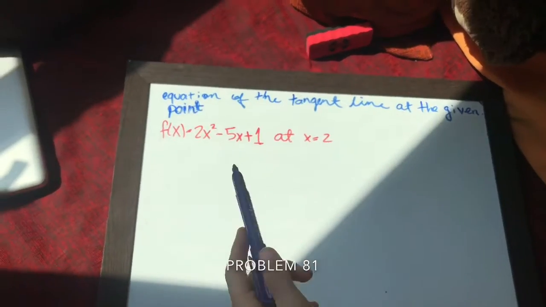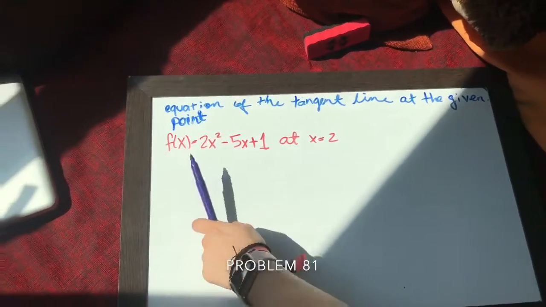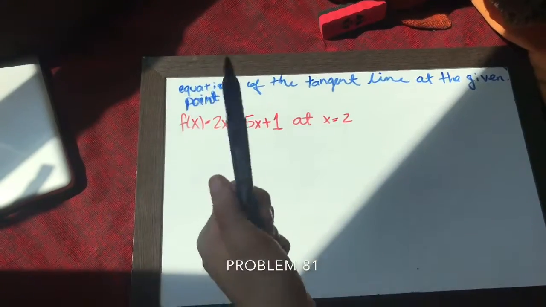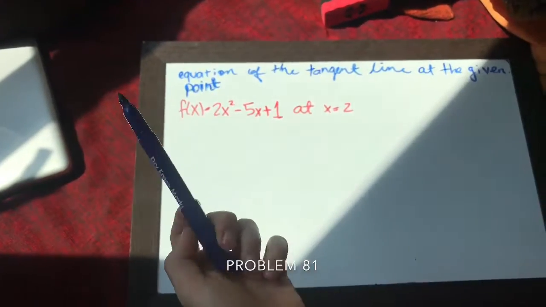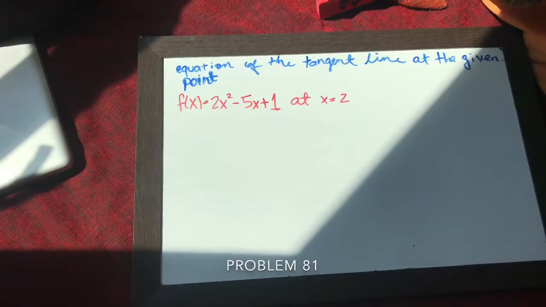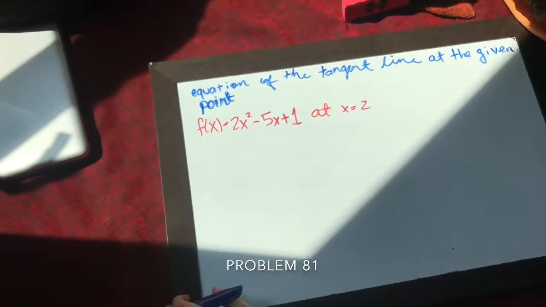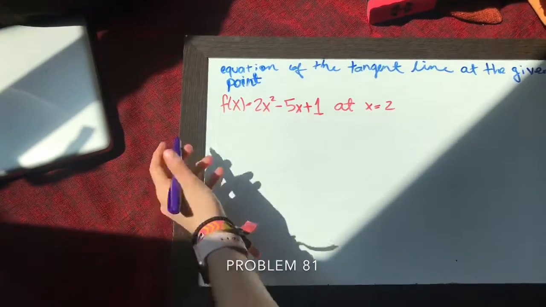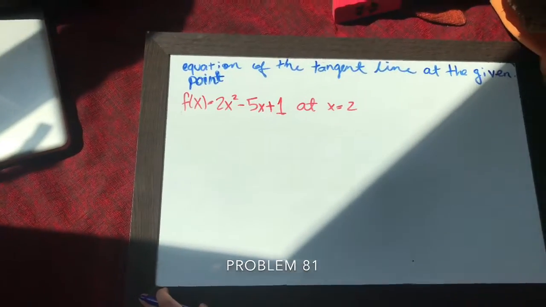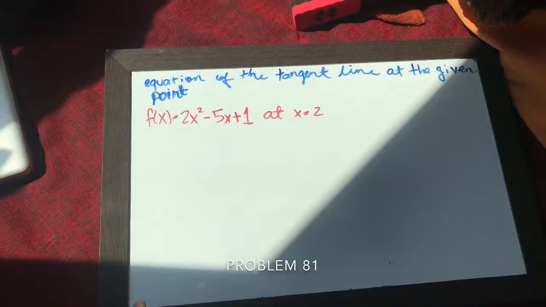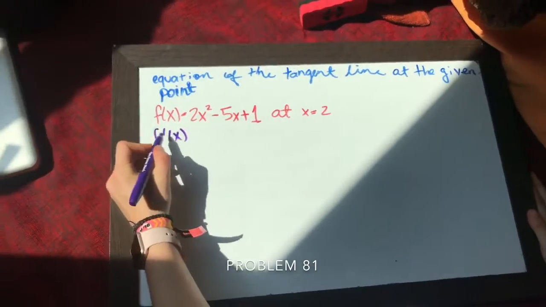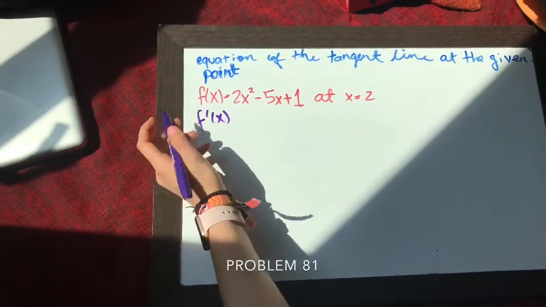So to find the equation of the tangent line at the given point, which will be this function and the point will be x equals 2, it means that we need to find the slope of the tangent line at the given point, which is x equals 2. So first we will need to find the derivative of this function, and whenever we use that derivative, we need to put the function with this apostrophe, that means the prime.